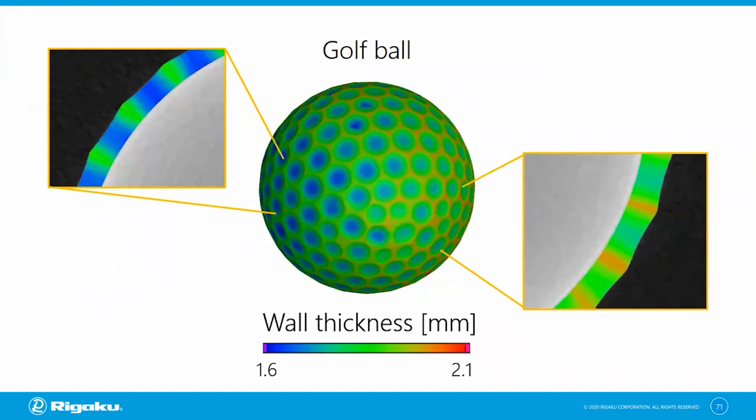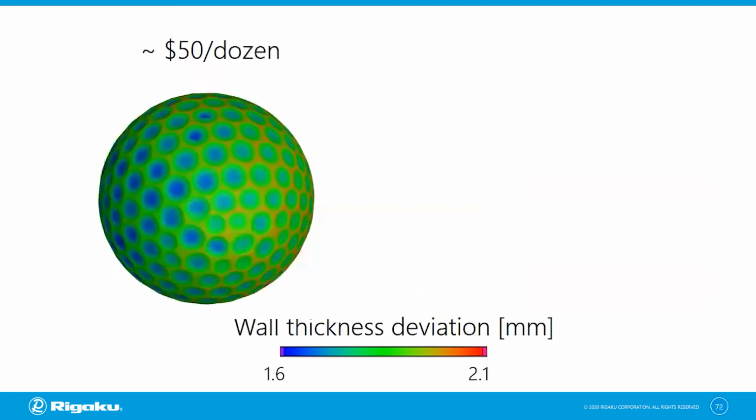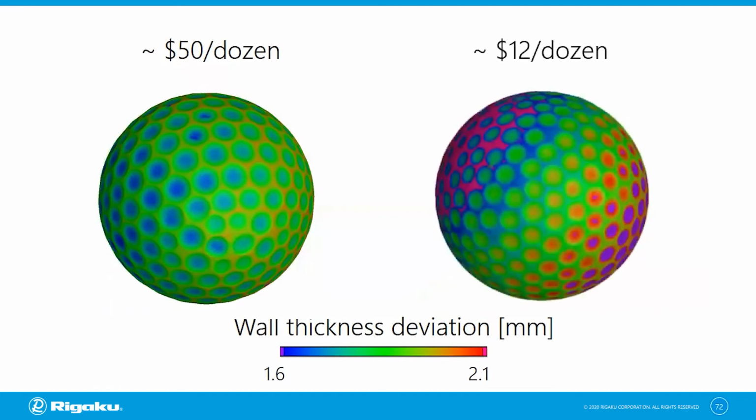But if you think that this one is bad, you should see the next one. This golf ball is a relatively expensive one, about $50 a dozen. If you do the same analysis on a $12 a dozen golf ball, it looks like this. You see a whole lot more color difference between left and right. And in this case, the elastic core is probably shifted hundreds of microns from the center of the ball. So this is one of the analyses you can do with X-ray CT.